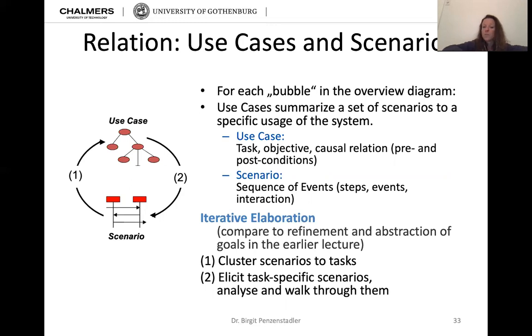So we talked about refinement and abstraction, same story here. You can cluster scenarios into tasks, and each of those tasks can be depicted as a use case bubble. And for each use case, you can elicit task-specific scenarios, and then you analyze and walk through them. So you're really going to go back with your scenario description of the individual steps and walk through your system one step at a time. Okay, user does this, system does this, user does this, system does this. What happens in this case? To see whether you've covered all your bases.